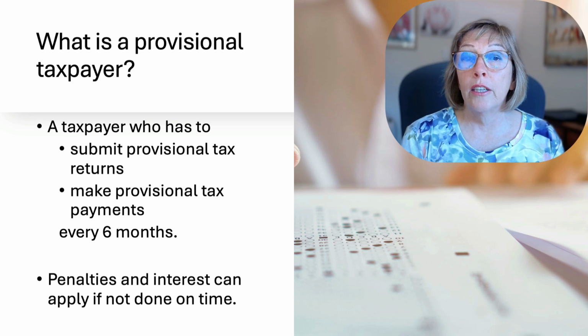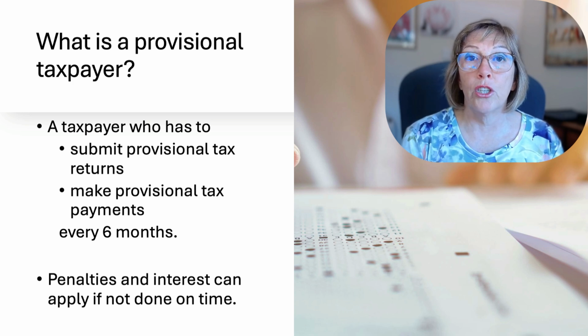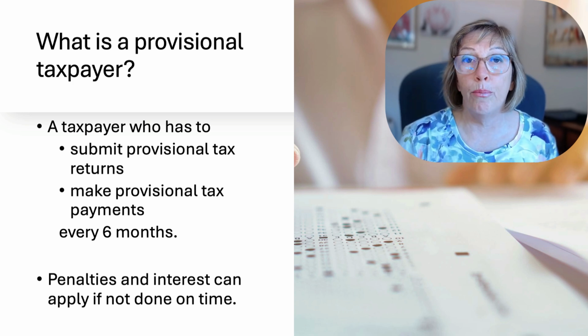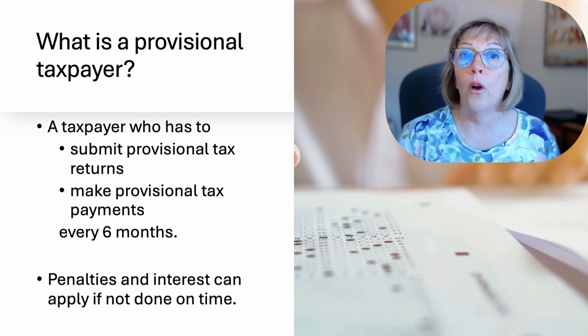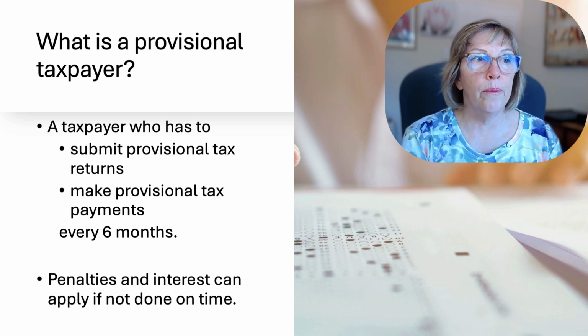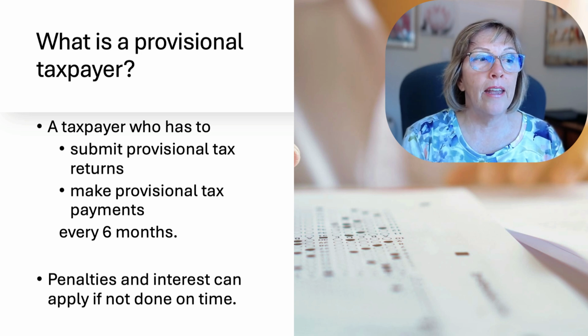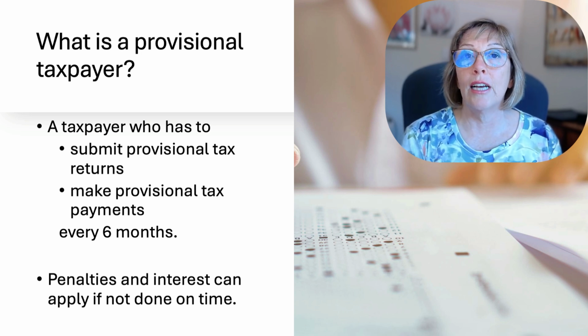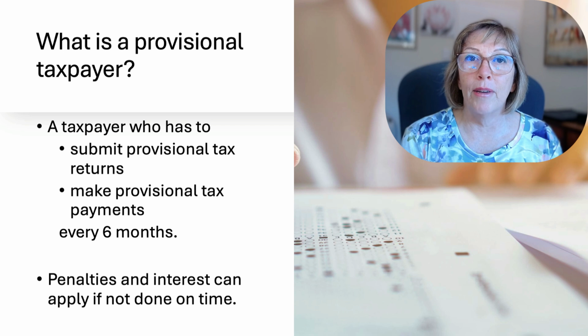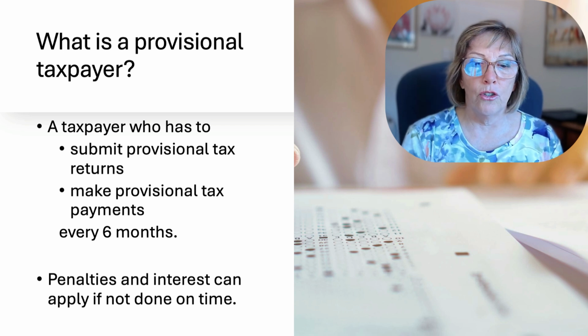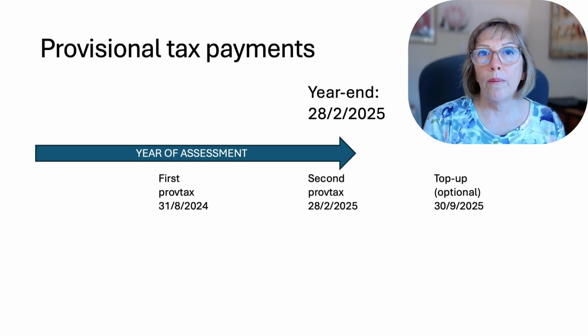And if you don't submit your returns and make your provisional tax payments, and I'm talking here about separate provisional tax returns, not just your annual income tax return. So these are specific provisional tax returns that have to be made every 6 months. And if you don't do that on time, and if you don't make the correct payment, then penalties and interest can apply.